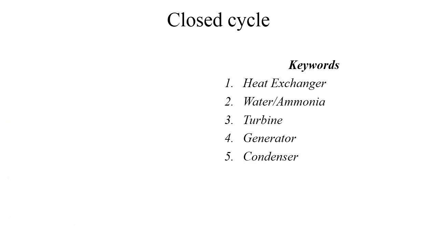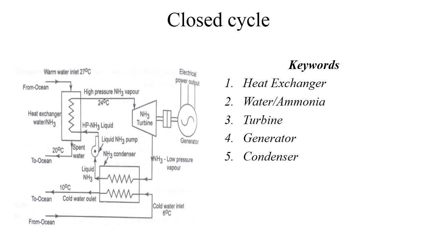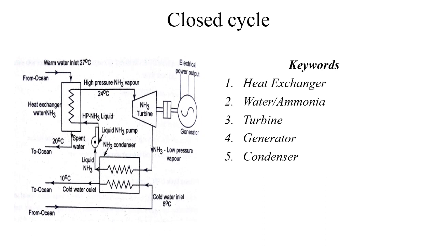The closed cycle is very similar to the open cycle. The same process, all the devices use the same process and the same keywords. Some changes occur in the closed cycle. Since desalination also takes place in the open cycle, there is a more possible amount of corrosion, a possibility of the devices getting corroded. So we are moving with the closed cycle.